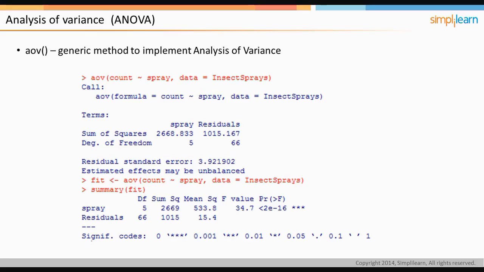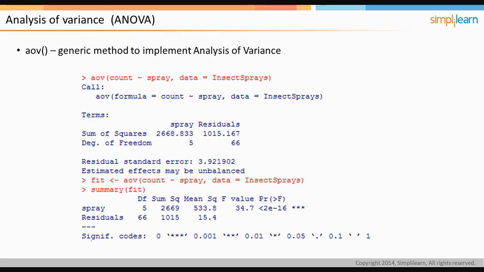The data attribute specifies where the data is to be taken from. After fitting the AOV model, the summary function is used to display the result. It can be seen that the p-value, that is the last column, is lesser than 2e minus 16, which is the least positive number represented by R. Since p-value is almost 0, we can reject the null hypothesis, and thus the inference is that there are differences in results on using different insect sprays.